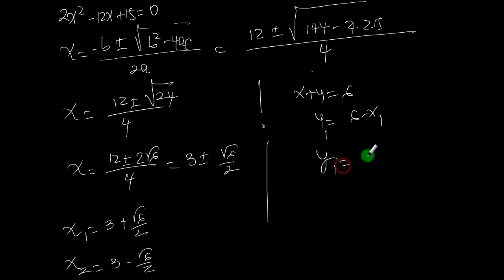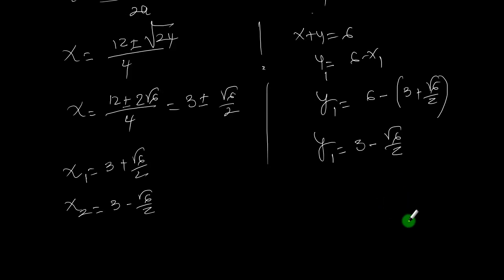So y1 will be 6 minus 3 plus or minus square root of 6 over 2. So x1 is 3 plus square root of 6 over 2, and y1 is going to be 6 minus 3, it's 3 minus square root of 6 over 2. So guys, following the same way, our y2 would be 3 plus square root of 6 over 2.